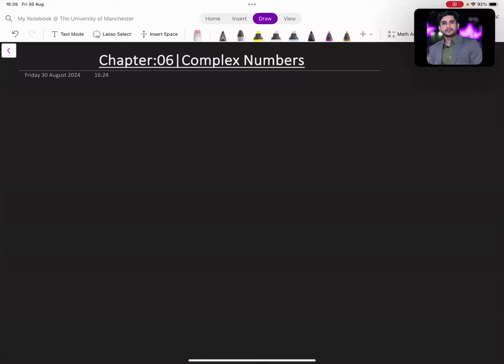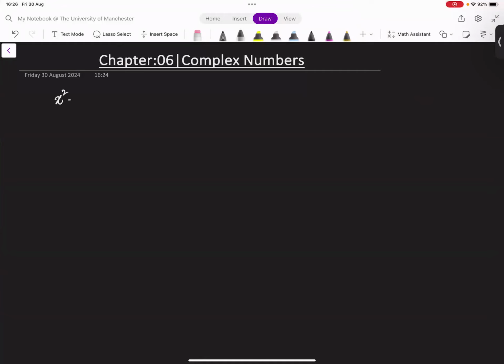Today I'm going to talk about complex numbers. So we all know that there are simple quadratic equations such as x squared plus 1 is 0 that have no real solutions.